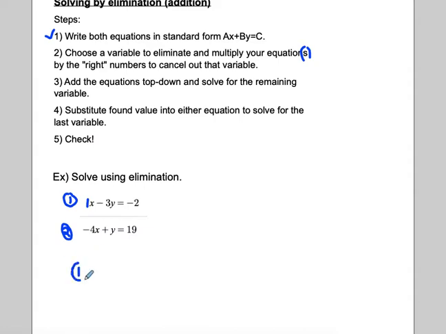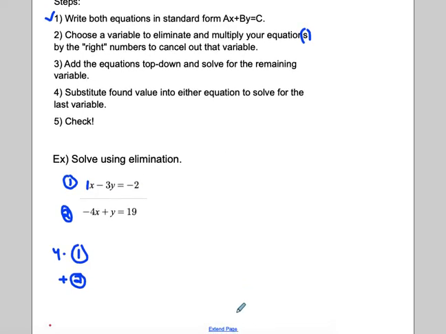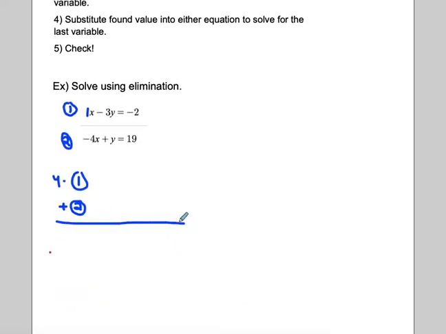We're going to take equation 1, and if I have a negative 4x here, I'm going to want a positive 4x here. Well, what can I multiply 1x by to get me to 4x? You can multiply it by 4. So what we're doing is taking everything in equation 1 and multiplying it by 4. We're going to take that result and add it to equation 2. So then we can do our addition here.